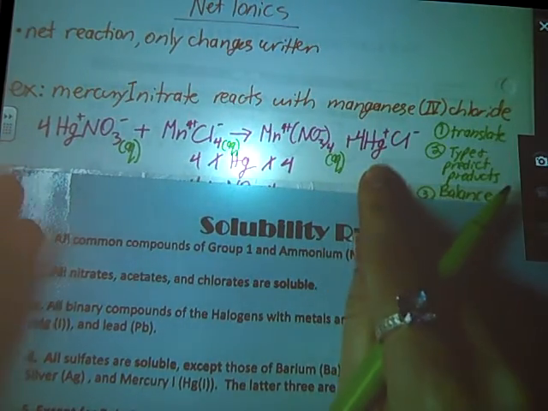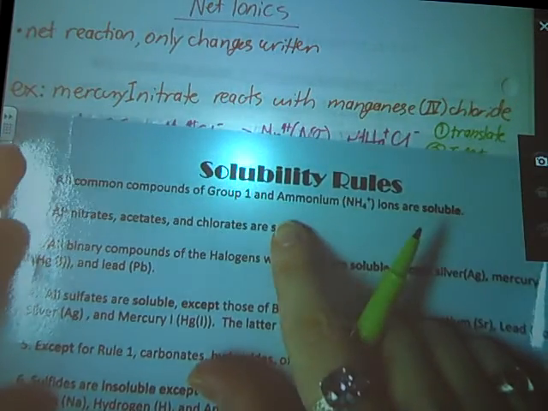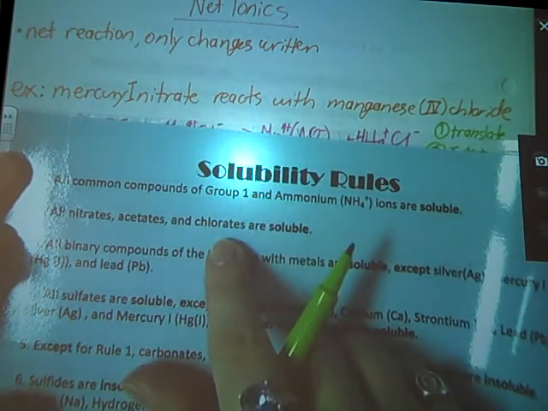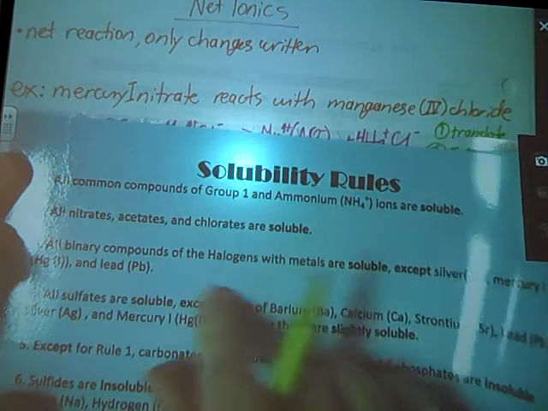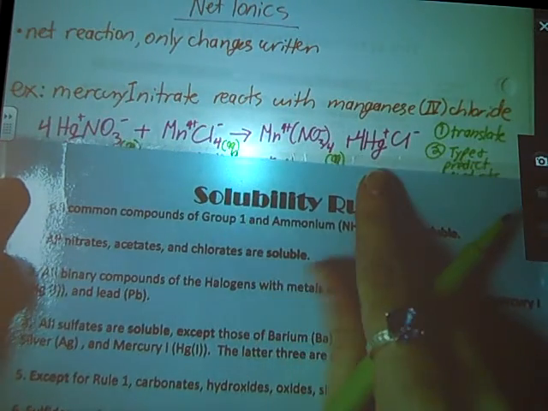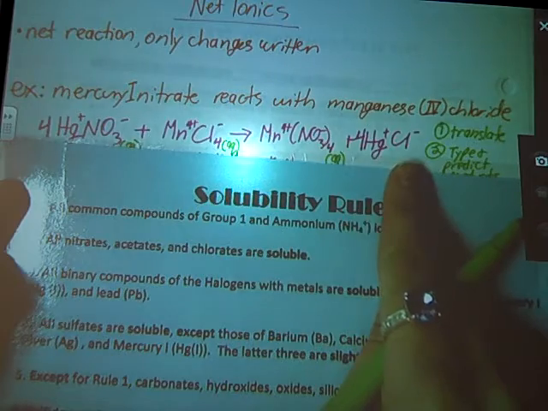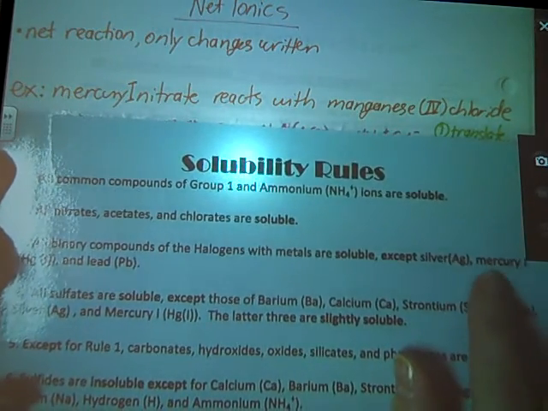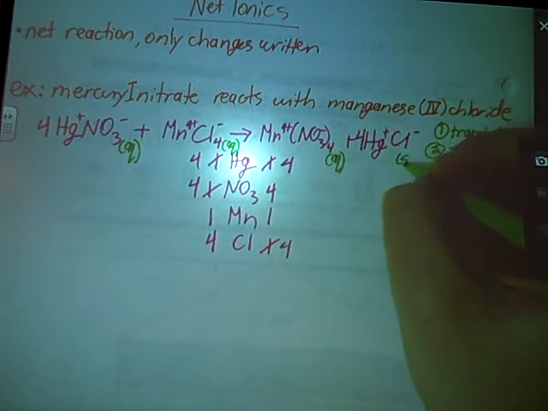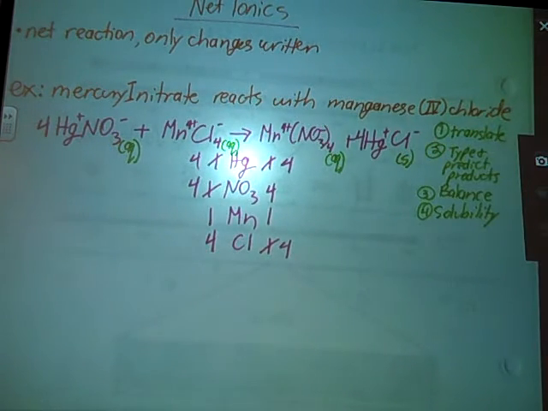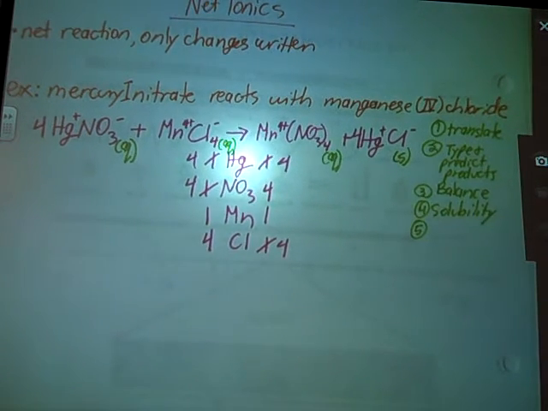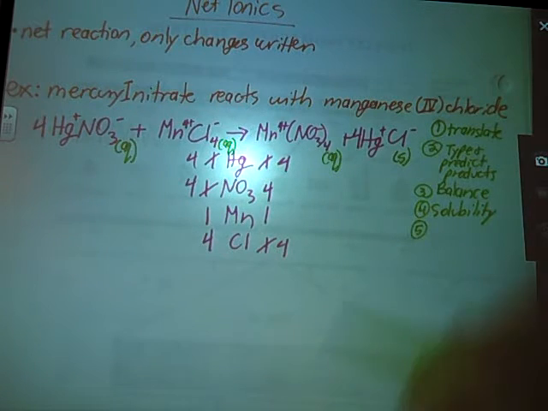And last but not least, mercury chloride. Group 1, ammonia, nope, none of those. Nitrates, acetates, chlorates, nope, doesn't apply. Binary compounds of halogen with a metal. Metal, halogen. But mercury was one of my exceptions. So this one here is in fact a solid. I have made a solid where I did not have one before. So something has changed. I do in fact have a chemical reaction.